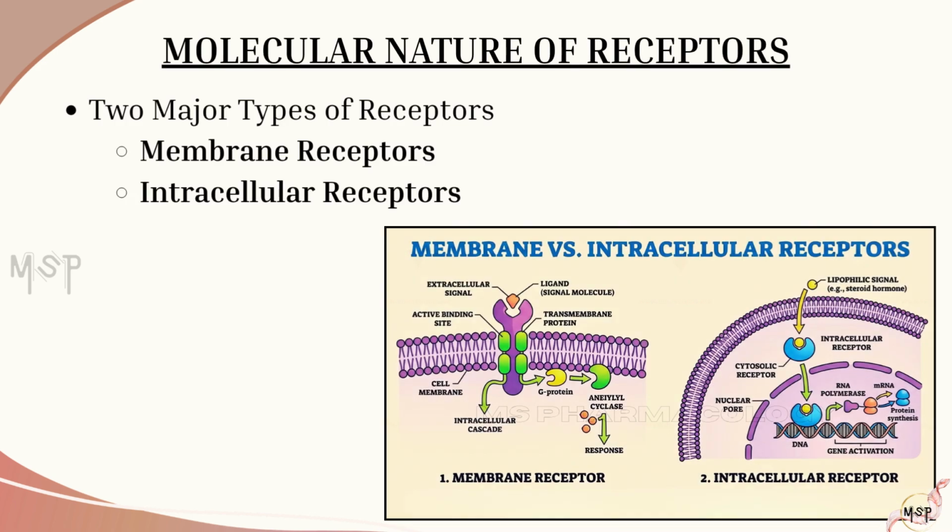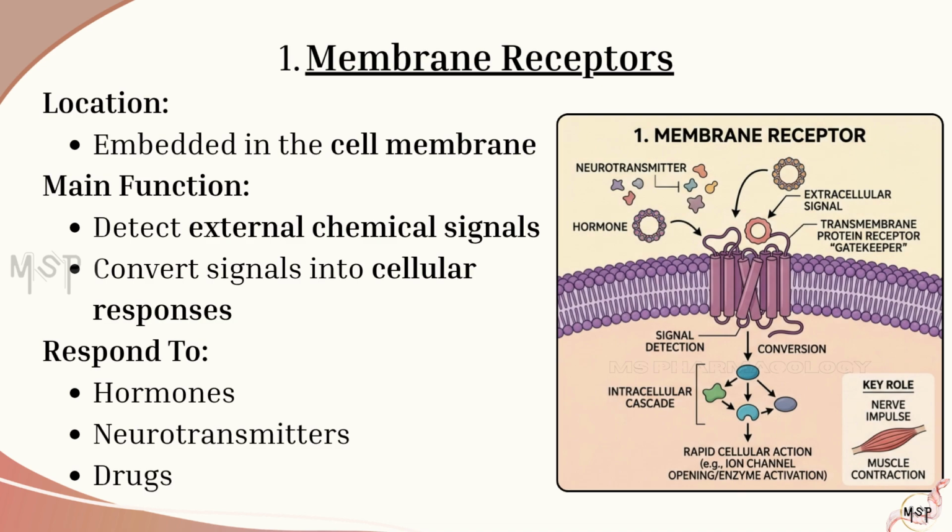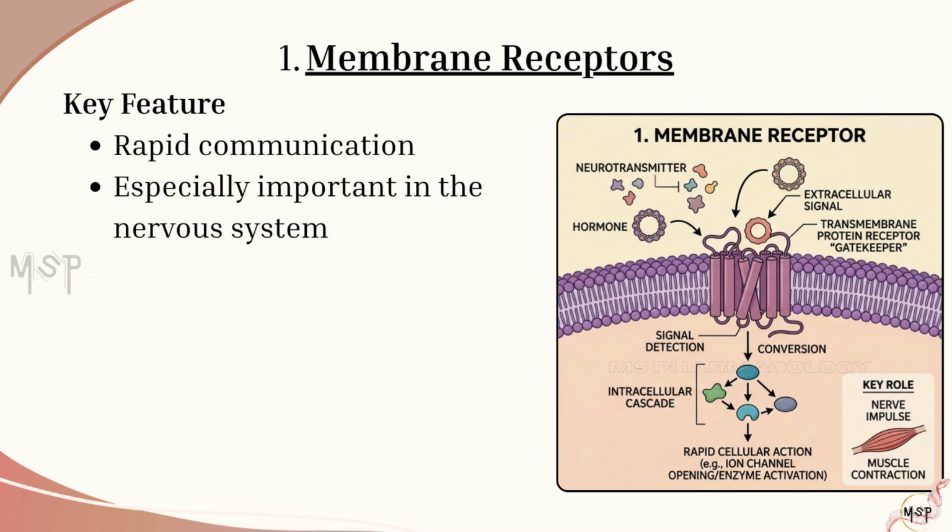Now, let's see how to understand the molecular nature of receptors, starting with membrane receptors. Most receptors are proteins embedded in the cell membrane. Think of them as gatekeepers, constantly monitoring the external environment and deciding how the cell should respond. They detect signals from molecules like hormones, neurotransmitters, and drugs, and convert these signals into cellular actions. These membrane-bound receptors are essential for rapid communication, especially in systems like the nervous system.